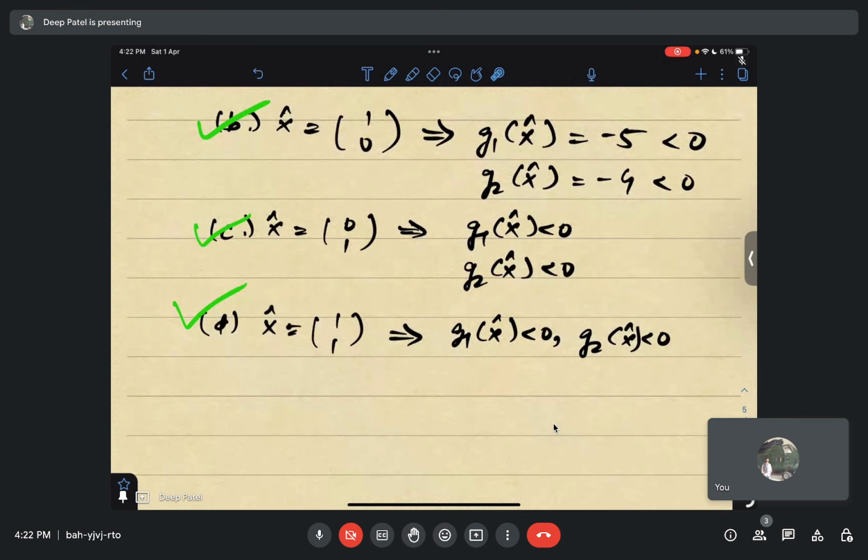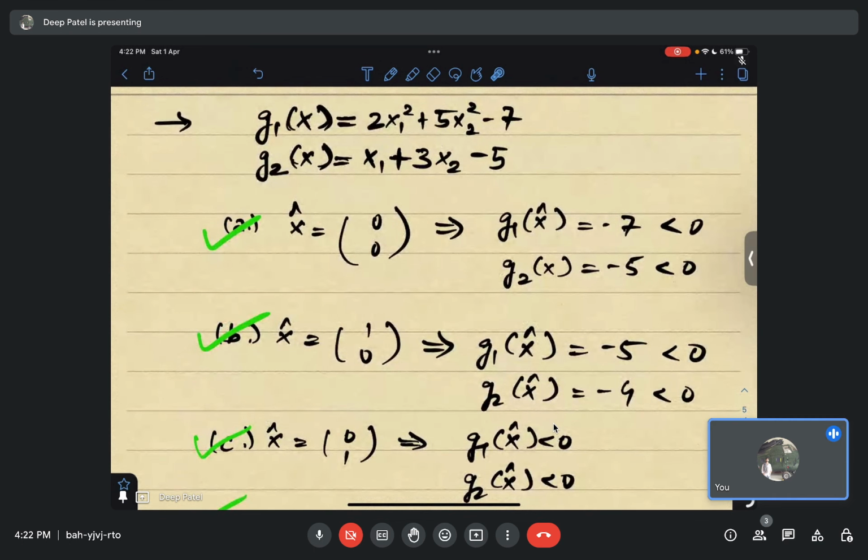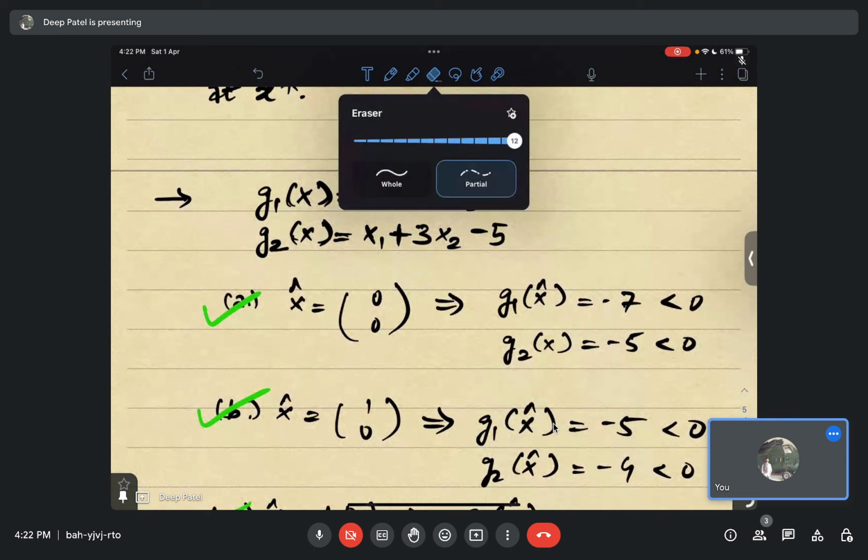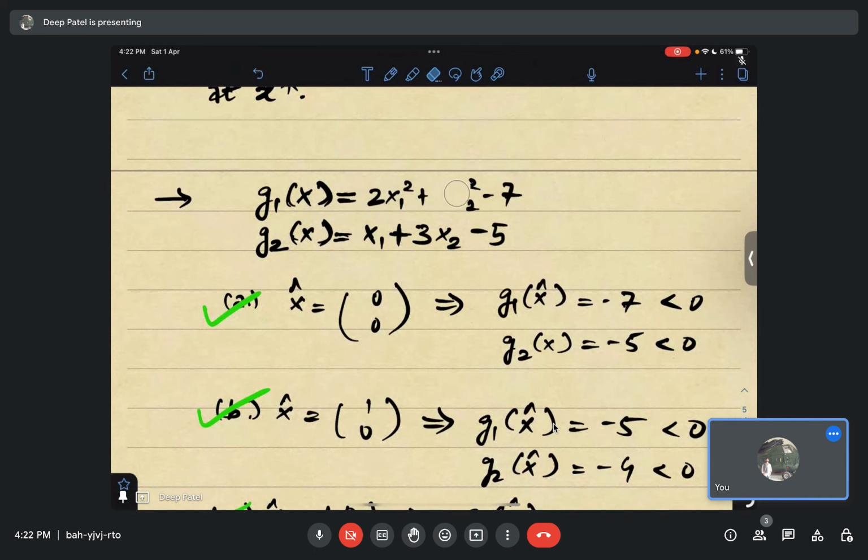1 second. I think I got it. Oh, okay. Sorry, I made a mistake in writing. I'm extremely sorry. This is 2 plus x1 x2 squared. Sorry.